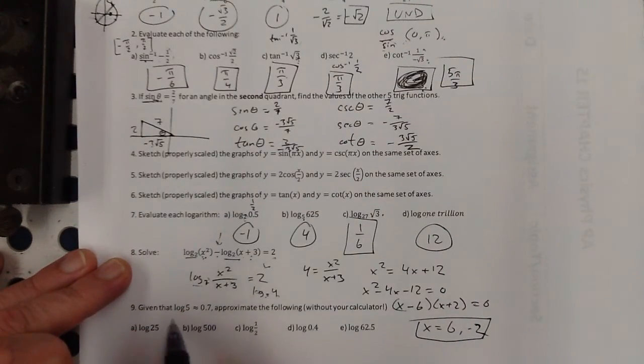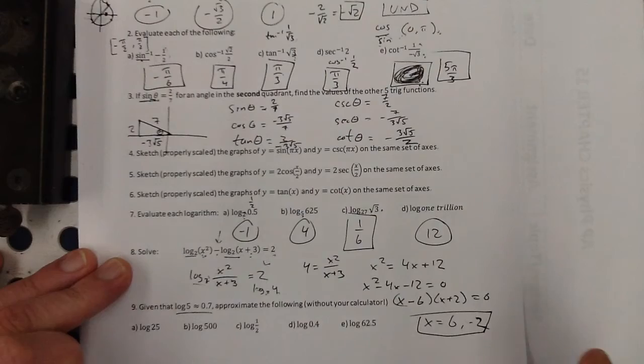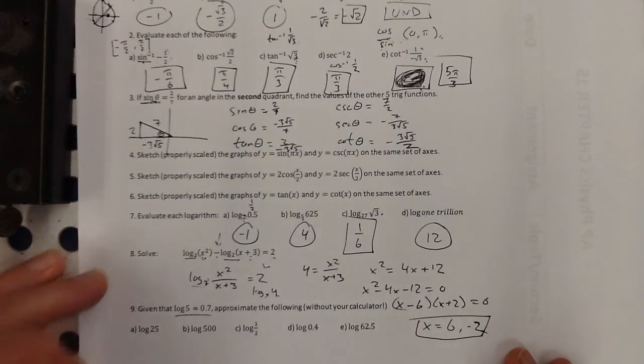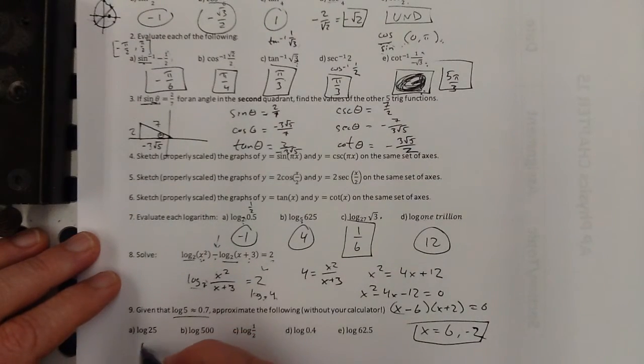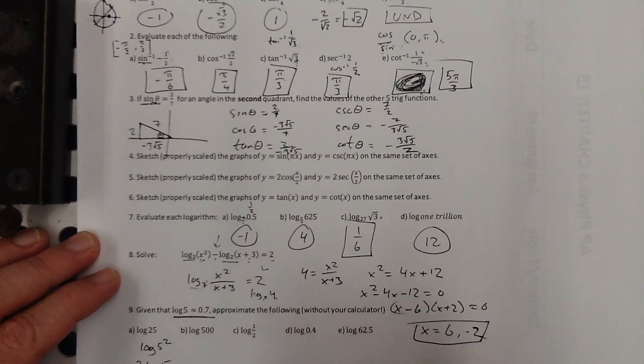Okay. Given that log of 5 is approximately 0.7, then approximate the following without your calculator. So let's see, how's that supposed to work? Well, log 25 is the same as log of 5 squared, and there's a logarithm rule that says I can move that exponent to the front. So that's the same as 2 times the log of 5, so that's 2 times 0.7 by this approximation, so that's 1.4.